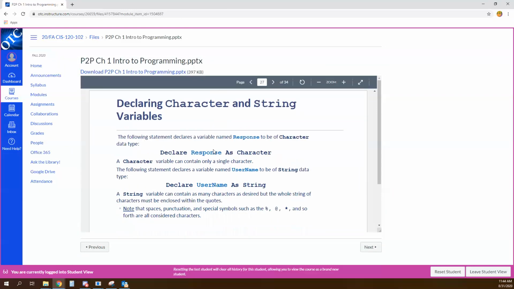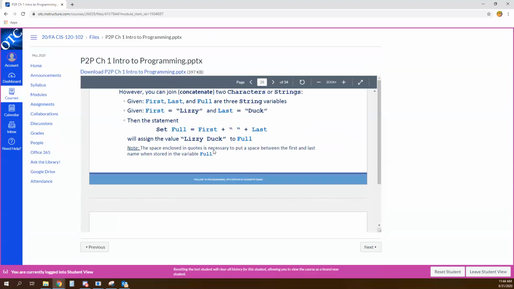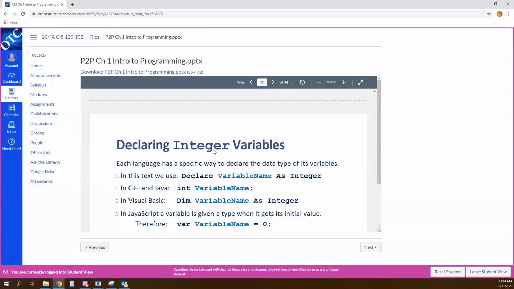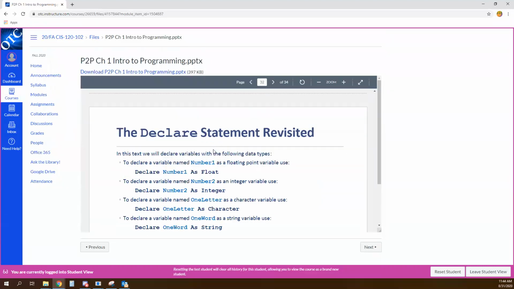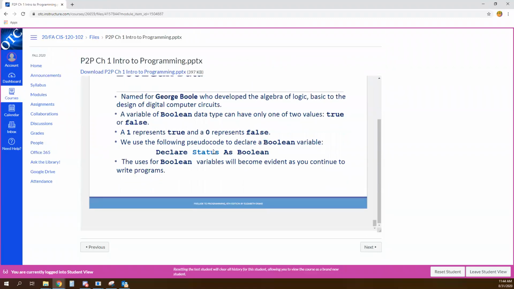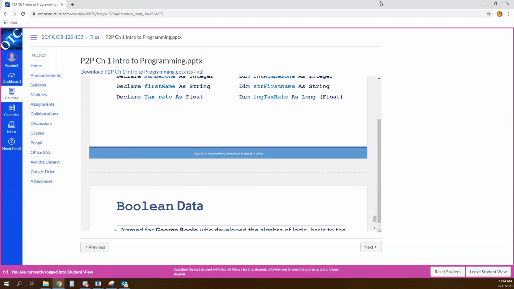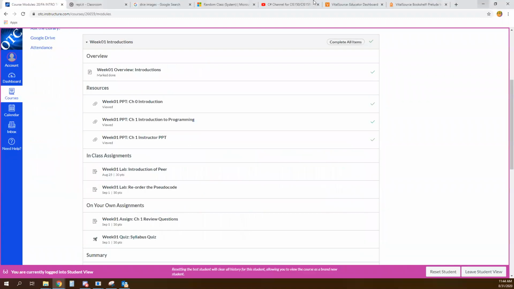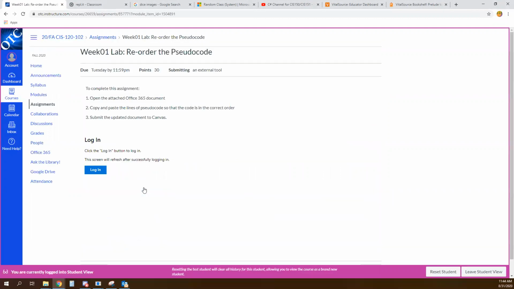Okay, so let me find our awesome song program here. I think they have it again. So of course they don't. Let's just go to ours. So I'm going to open this reorder the pseudocode. If you get this kind of display, you just need to log in to Office 365. So I'm going to click log in.